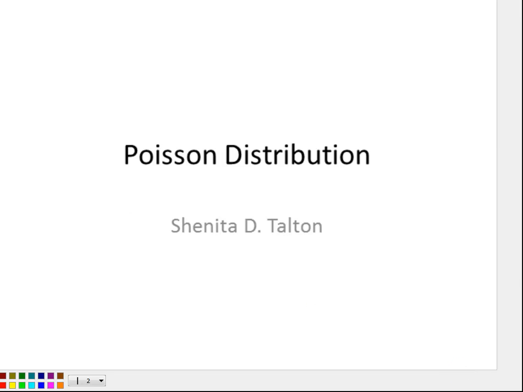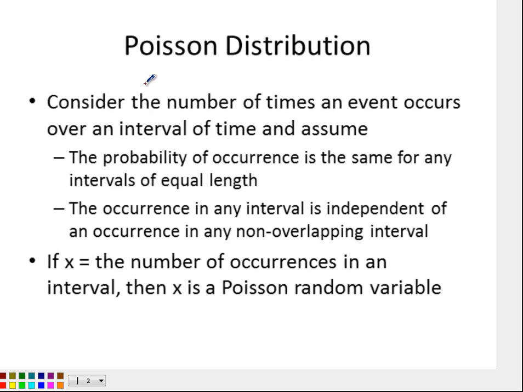Today we're going to talk about the Poisson distribution. Consider the number of times an event occurs over an interval of time and assume the probability of occurrence is the same for any intervals of equal length. The occurrence in any interval is independent of an occurrence in any non-overlapping interval. If x is equal to the number of occurrences, we can also call these occurrences events, in an interval, then x is a Poisson random variable.